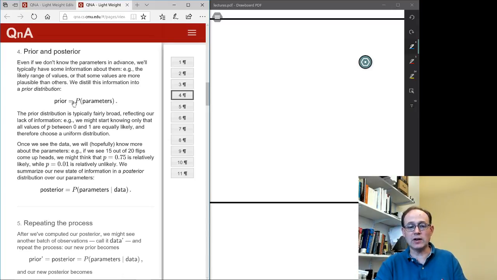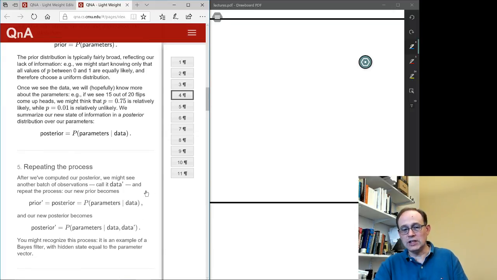So we have our prior, which is the joint distribution of all of the parameters, before seeing the data or marginalizing out the data. The posterior is the conditional distribution of our parameters given the data, right?